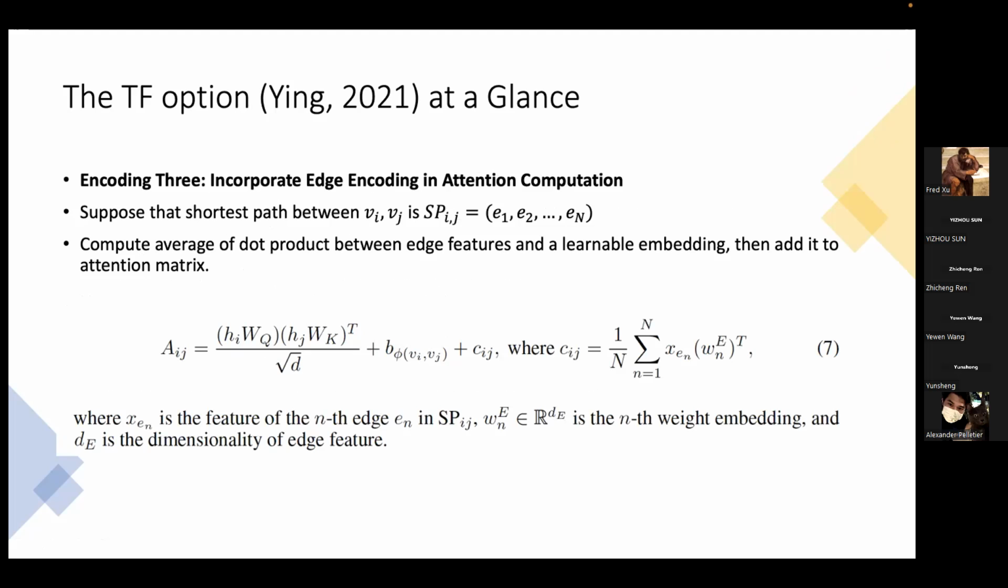And the third modification they have is to also add one additional term, Cij, which is some kind of aggregation of edge encodings, because you assume that your input graph has edge features as well. So they try to also incorporate the edge features using the shortest path. By doing all these steps, they change their attention matrix to incorporate both the node information and the edge information in the original graph.